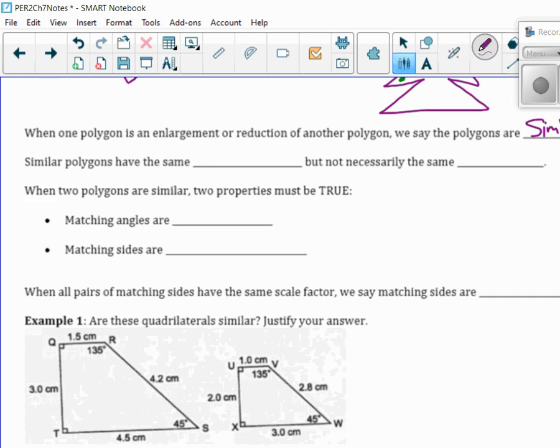Similar polygons have the same shape, but not necessarily the same size. When two polygons are similar, two properties must be true. The matching angles are equal, and the matching sides are proportional. When all pairs of matching sides have the same scale factor, we say the matching sides are proportional.